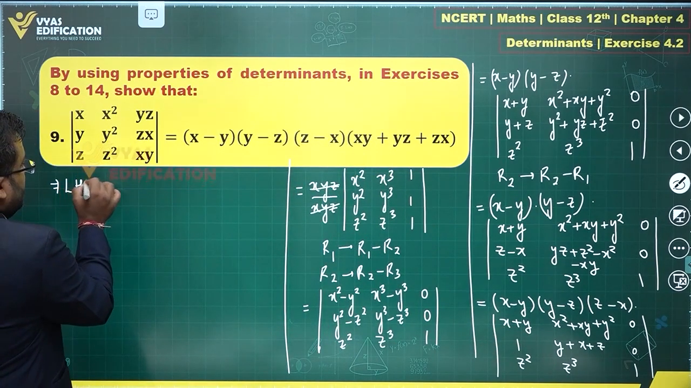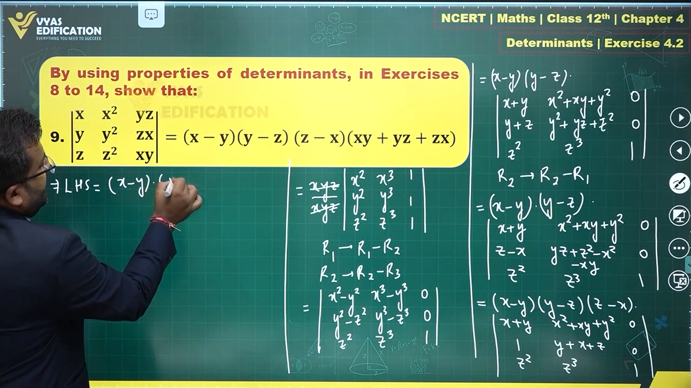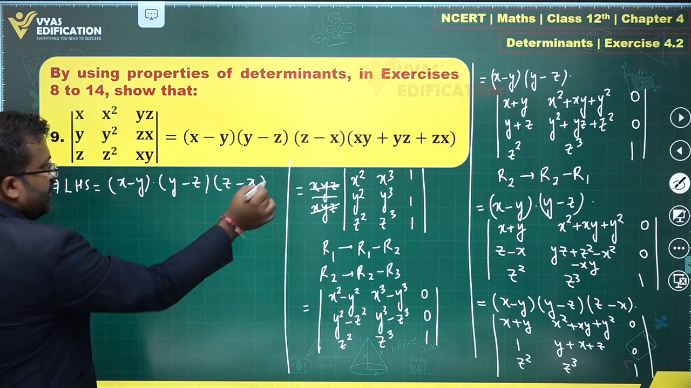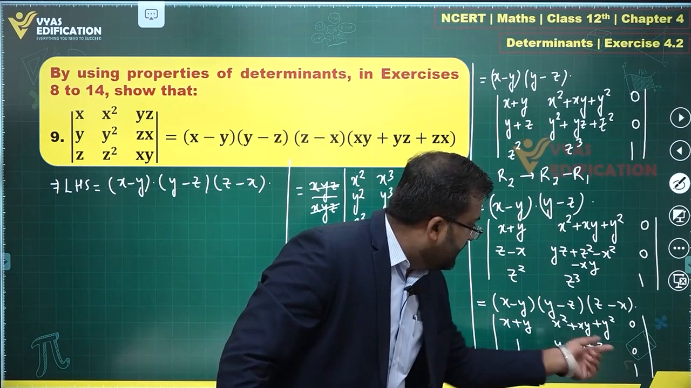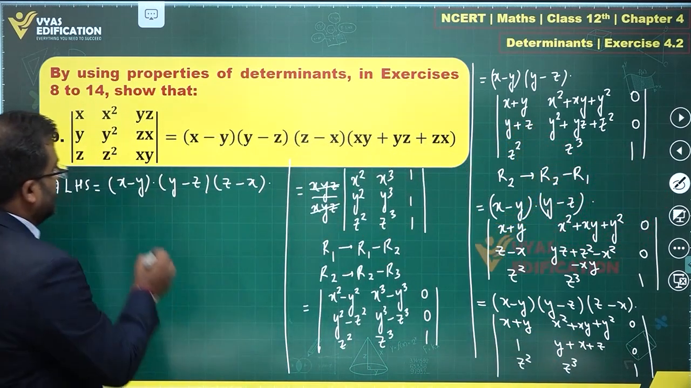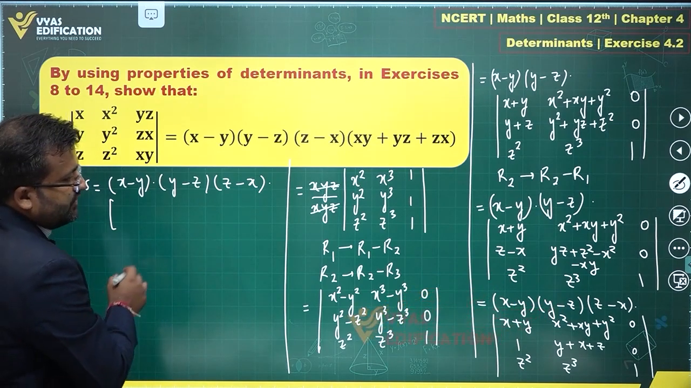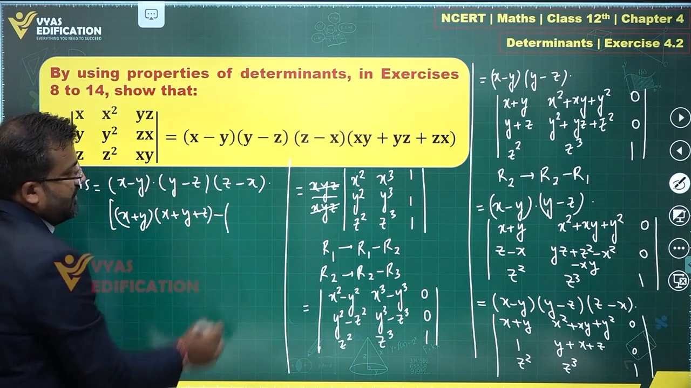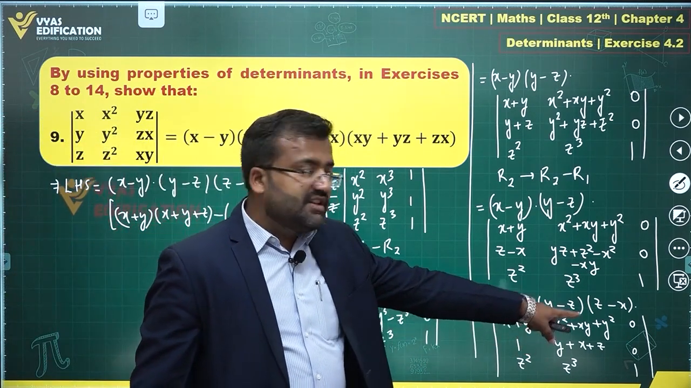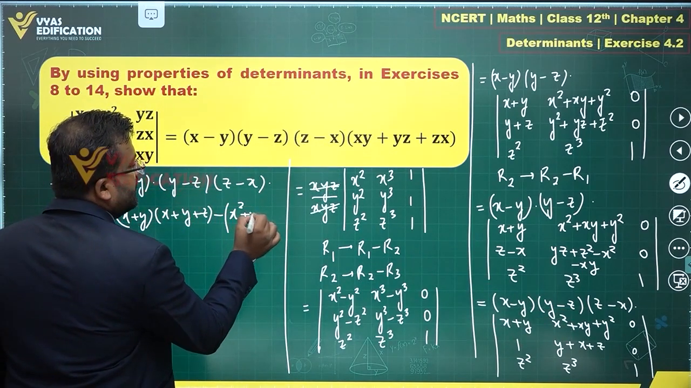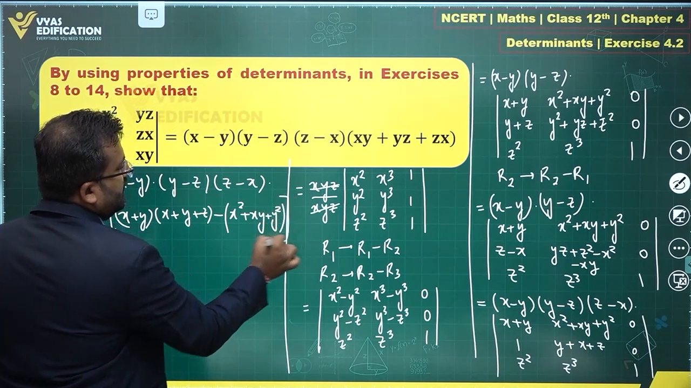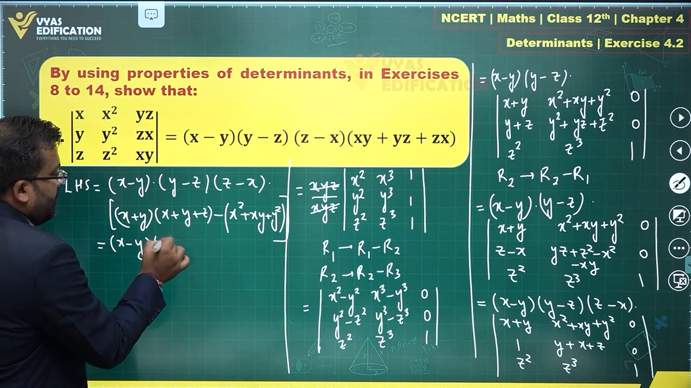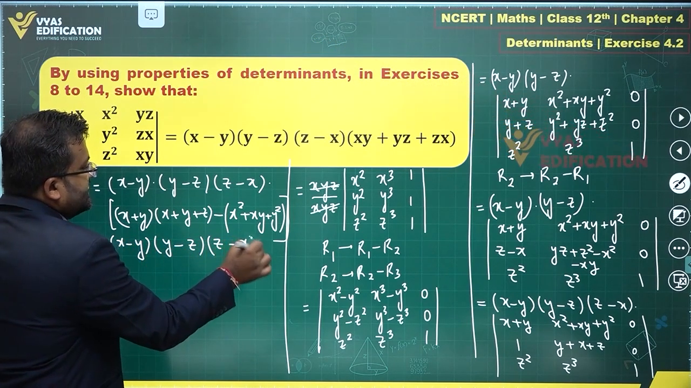This gives me LHS is equal to x minus y times y minus z times z minus x, something that I've already obtained in the product. Other than that, what I'll get is expansion along this column will give me this times this minus this. Okay, that will be a bigger bracket, and you have x plus y times x plus y plus z minus 1 times this bracket, x square plus xy plus y square. This is what you'll have. Is that okay? Yes. So x minus y is done. Okay, y minus z is done. Z minus x is done.